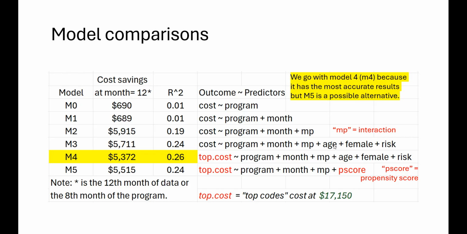So then we add in other predictors that we know are important, such as age, female gender, and risk. Now we get a lower cost estimate, but we do get a much more accurate result, and we see that in our R-square. And then we add in top coding. So we top code our cost outcome because we know we have outliers. We use the same model as before, and we see that estimate dropped from 5,700 to 5,300, but we also get more accurate results. The R-square jumped up to 0.26.